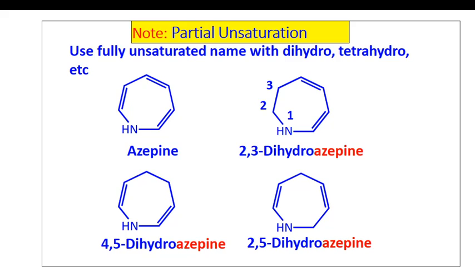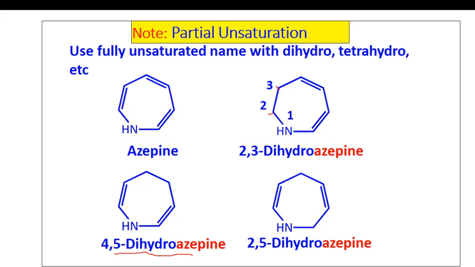Then partial unsaturation. Use the fully unsaturated name with dihydro, tetrahydro, etc. In this case it is azepine. In this case it is 2,3-dihydroazepine, because of the presence of hydrogen at the second and third positions. Keep it in mind. In this case it is 4,5-dihydroazepine, because at the 4th and 5th positions the hydrogen atoms are present. So we have to number the carbon atoms on which extra hydrogen is present.